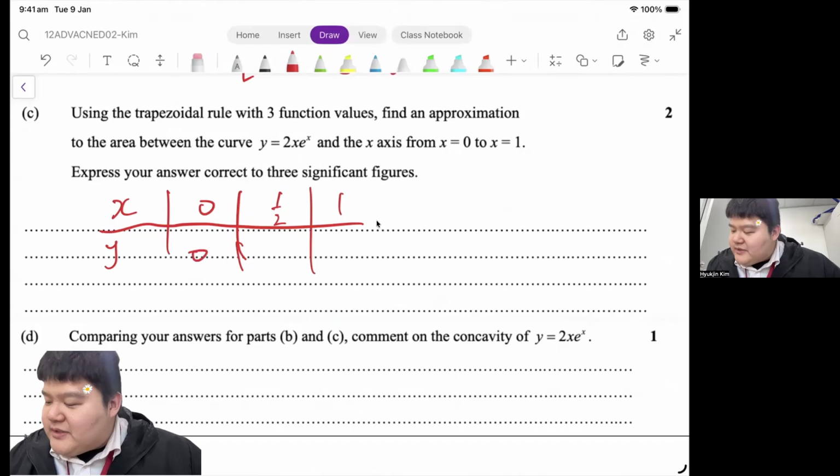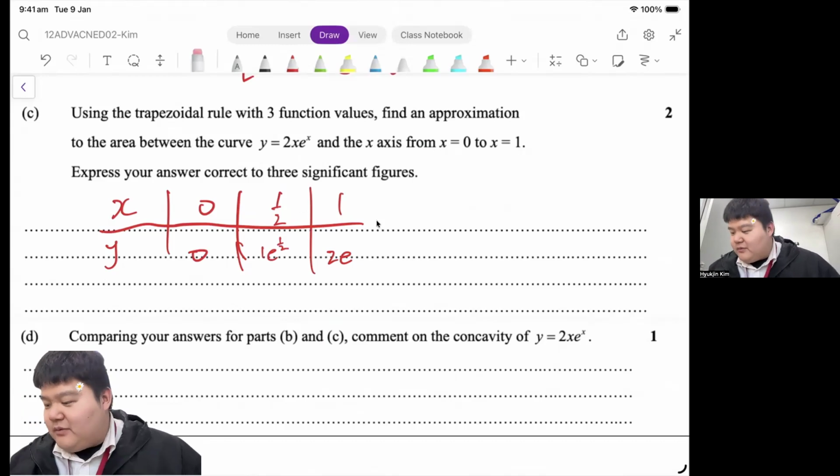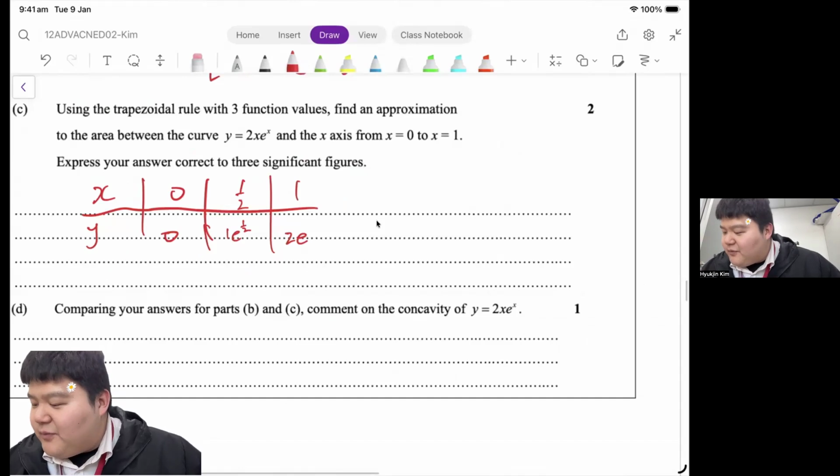So now at 0, it's going to be 0. At 1, it's going to be 2e. And at half, it's going to be 1e to the power of half. And now I just need to check in the formula.